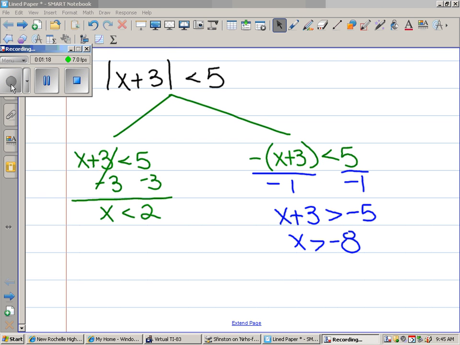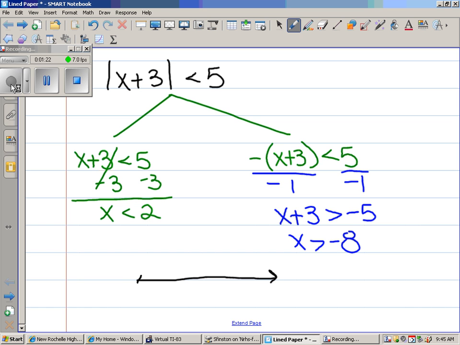So the first thing, without using our calculators, let's just graph up the answer and take a look at it. Okay, we're going to plot down negative 8. We're going to plot down 2, right? And then what do we got? Open or closed circles? Open. And which way are we shading?